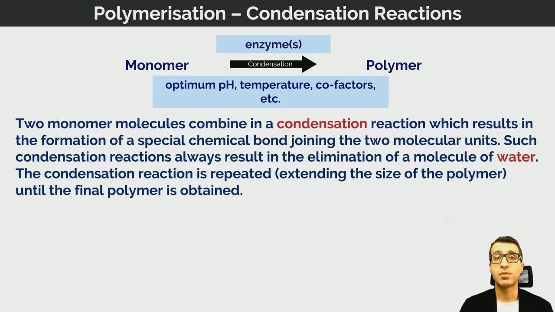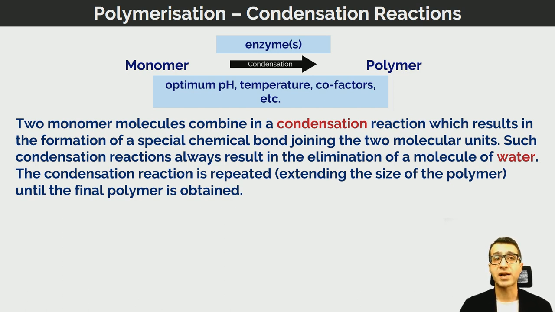So two monomer molecules will combine in a condensation reaction, which results in the formation of a particular kind of chemical bond joining the two molecular units. These condensation reactions in biological systems typically result in the elimination of a molecule of water, although in chemistry, in a more general sense, the term condensation reaction can refer to the removal of small molecules such as hydrogen chloride, when you have the condensation reaction between, for example, an acyl chloride and an amine. But in biological systems, this is typically the removal of water.